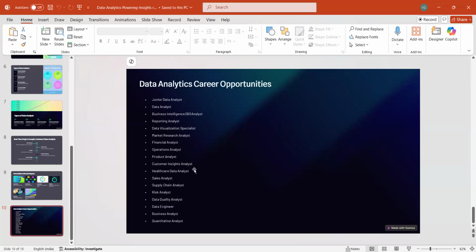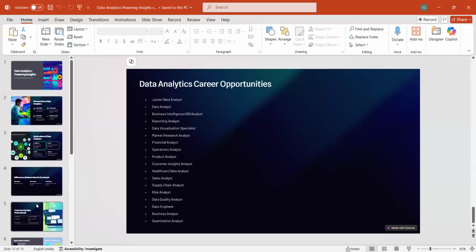Reporting analyst, visualization, marketing, finance, operations, product, customer insights, healthcare, sales, supply chain, risk, data quality, data engineer, data and business analyst, quantitative analyst. These are all the job titles where you can get a job, right? So these are the things. And again, you can see the job titles include IT and non-IT both, because non-IT also deals with data and IT also deals with data, and with a good package, right? So this is the overview of the data domain.